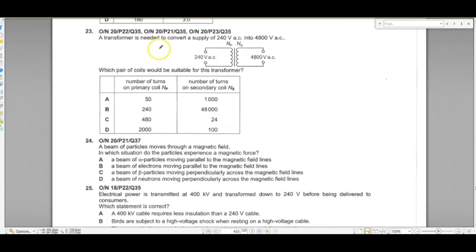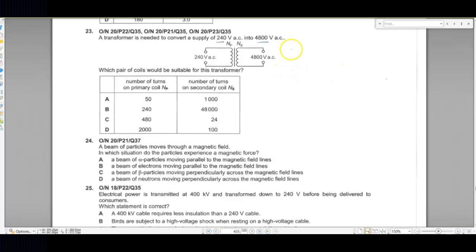Okay, moving on to question number 23. A transformer is needed to convert a supply of 240 volts into 4800 volts. Which pair of coils would be suitable for the transformer? Okay, now we have all the four values.